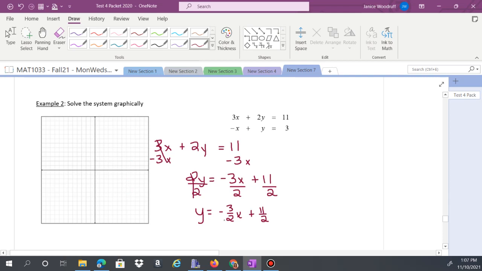So I'm going to start with my y-intercept, which is 11 over 2, so that's 5.5. So I'm going to go up 1, 2, 3, 4, 5, and then halfway. So that's going to be right here on my graph.